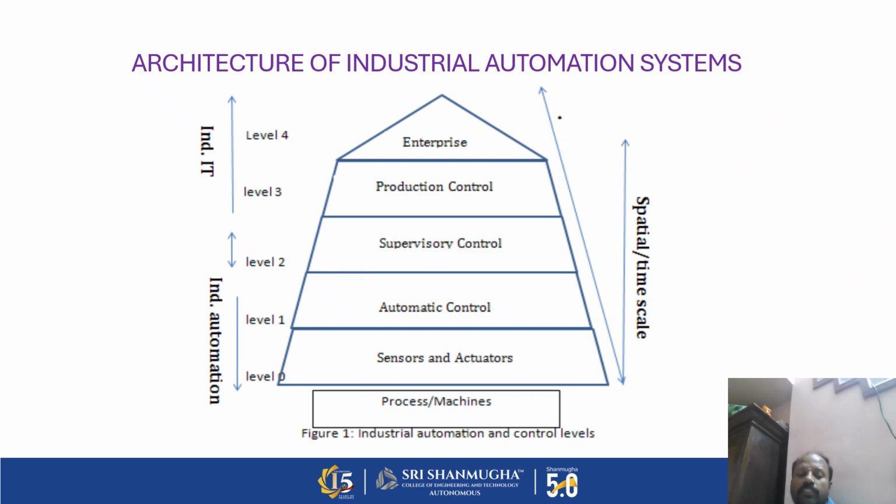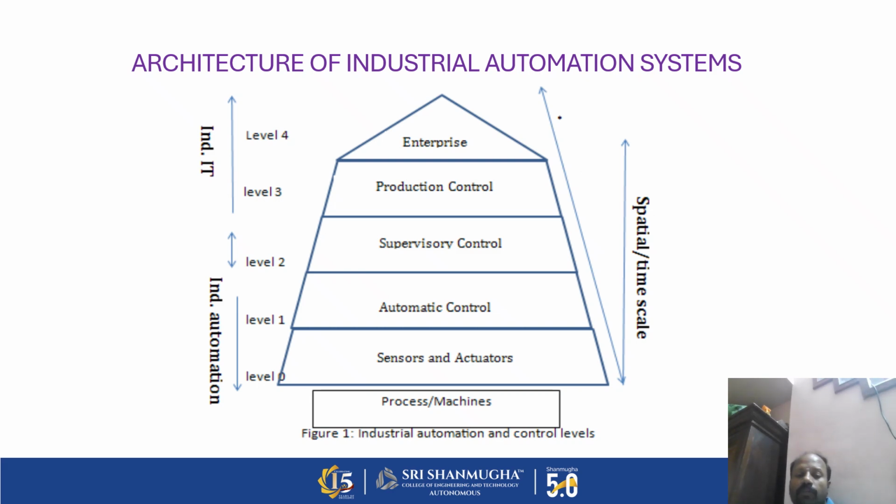Next is the architecture of industrial automation systems. This is the architecture figure of the industrial automation system. You can see different layers here. The bottommost is the process machines. Next are sensors and actuators, which are considered level 0. Level 1 is the automatic control. Level 2 is the supervisory control. Level 3 is the production control. Level 4 is the enterprise.